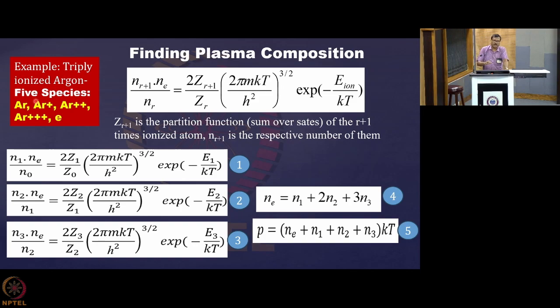So in this review, what we have reached so far is that we are now in a state where we can tell what the composition of the plasma will be, depending on the type of atoms that we have used and the temperature that is there. So the ionization will depend on the temperature, the ionization potential, the partition functions, all these things together.